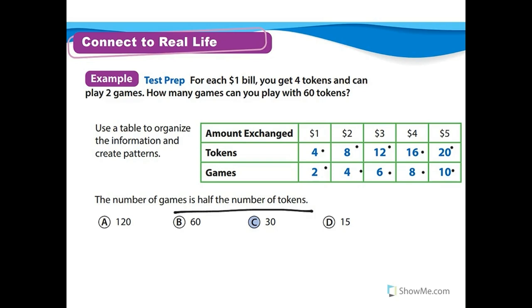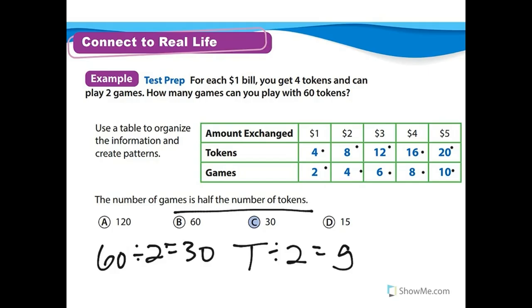So we can take T divided by 2 and get G. So 60 divided by 2 equals 30. That's how they got that.